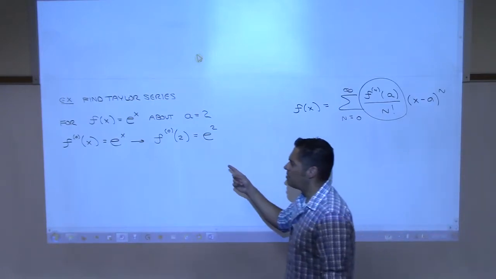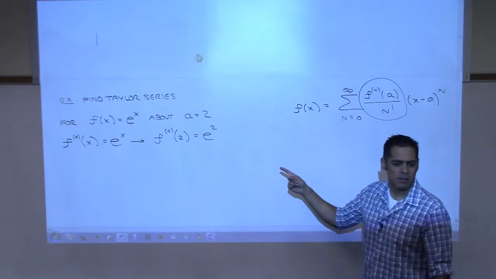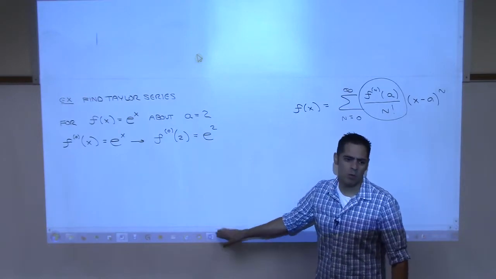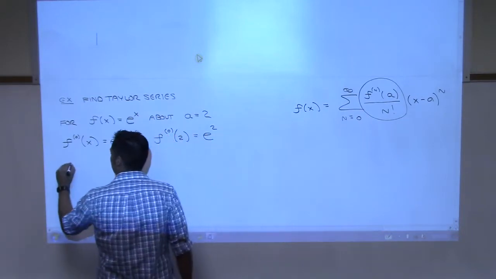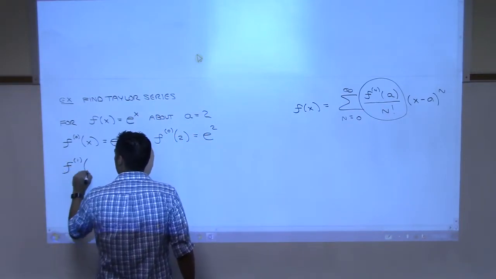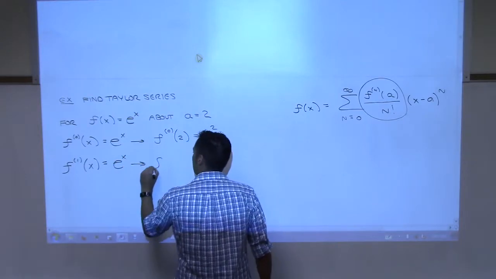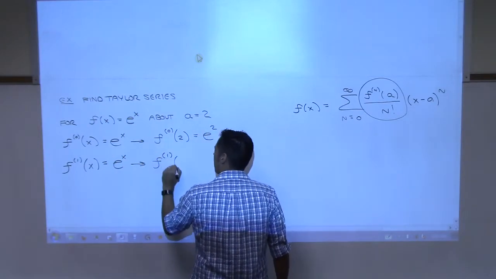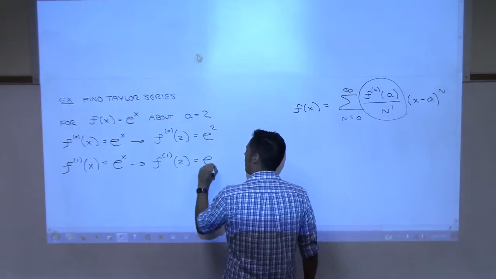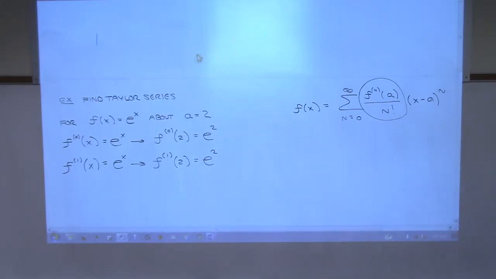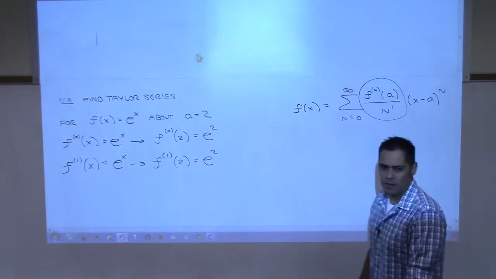What did we keep getting last class for the Maclaurin series? 1, 1, 1, 1, 1, 1, 1. Because this is e to the x, the derivative is always going to be e to the x. So when we take the derivative and plug in 2, we're going to get e squared again, and it's just going to keep happening. So this is a somewhat boring Taylor series.